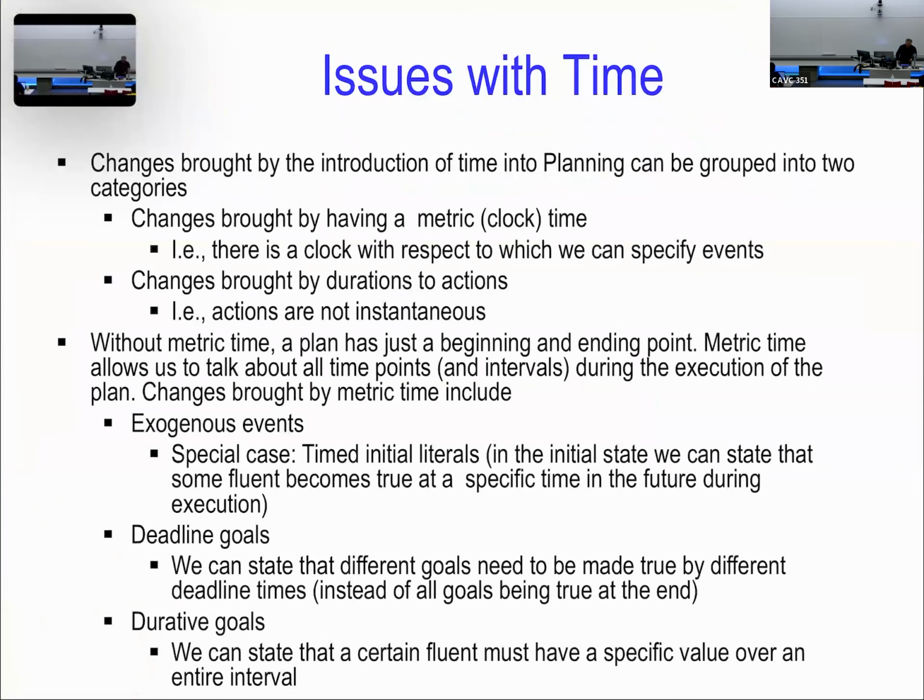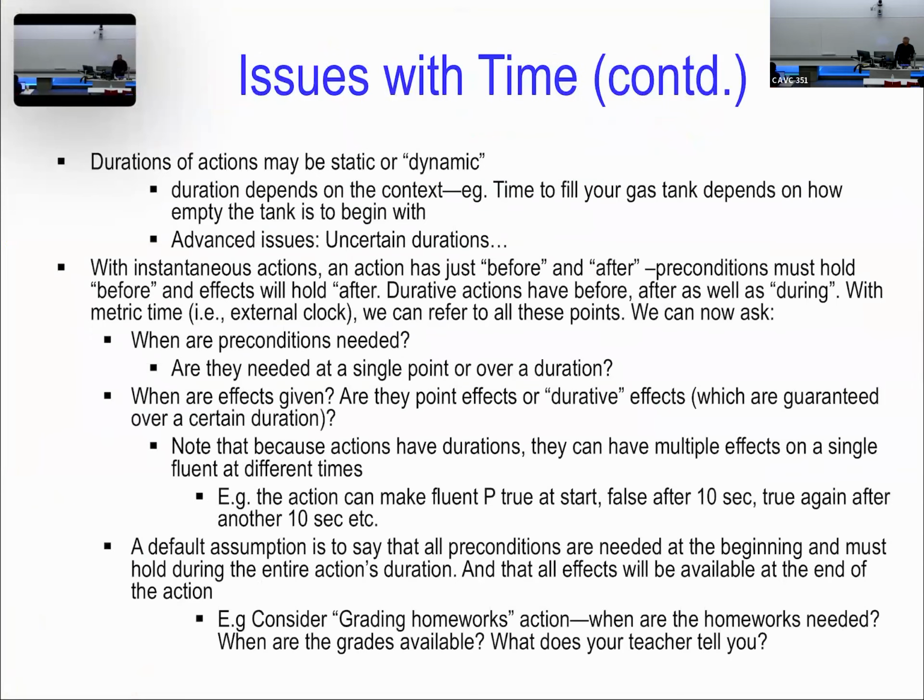And we went through these issues last class. Issues with time: how metric time allows you to talk about deadline goals, durative goals, and exogenous events, and how the durations of actions themselves might be static or dynamic. That means the length of the action itself might be changing, and there may actually be stochastic dynamics there. In addition to stochastic dynamics of what the action does to the world, there may also be uncertainty as to how long the action is going to take.